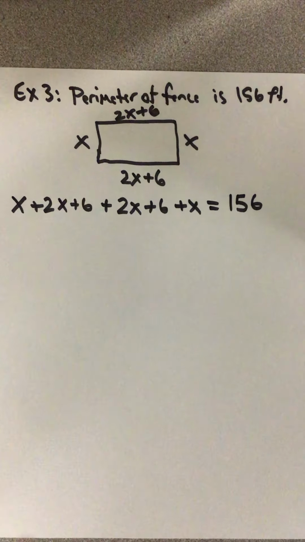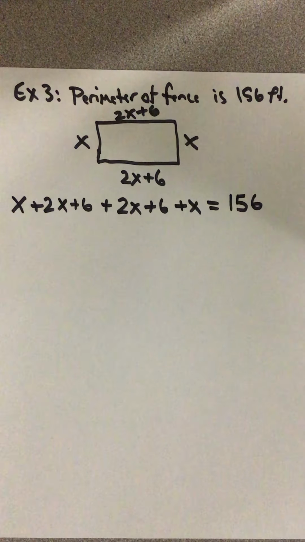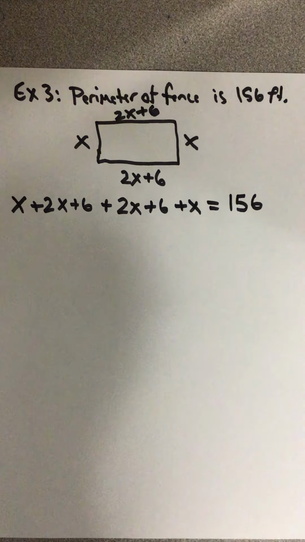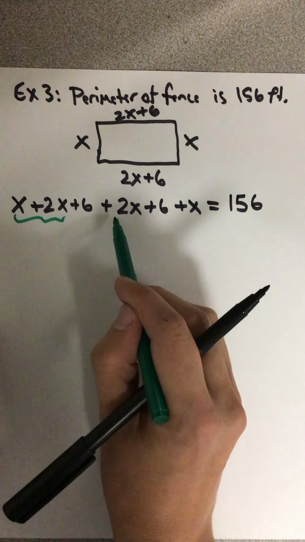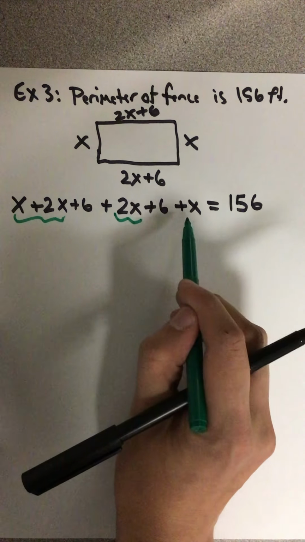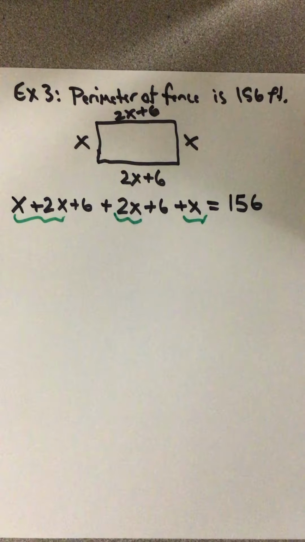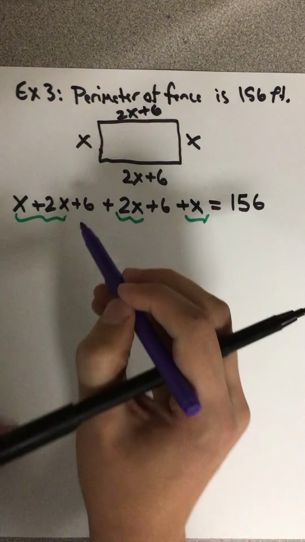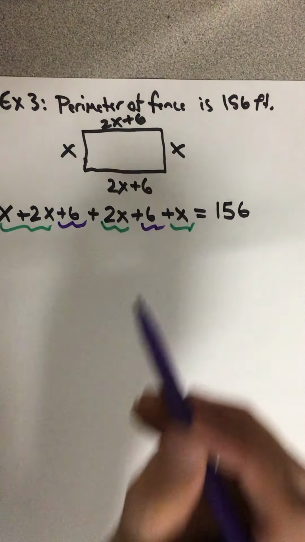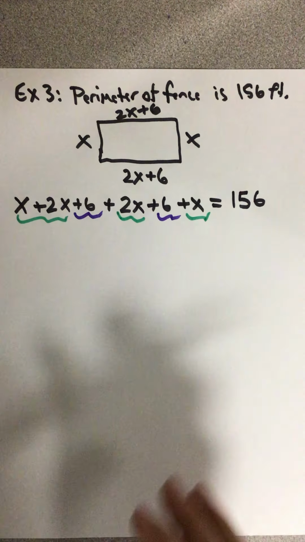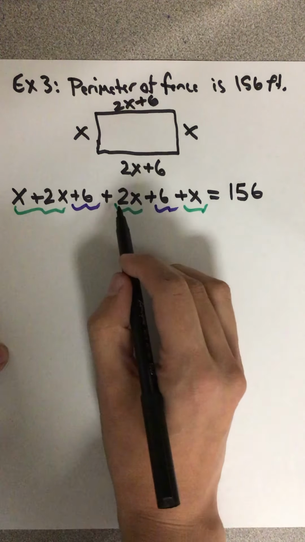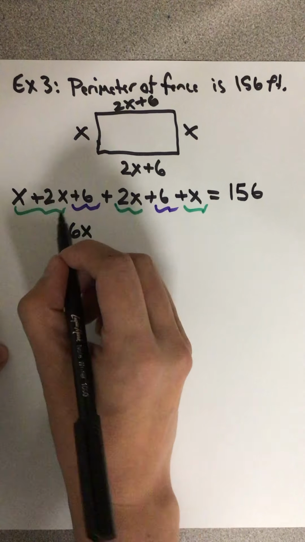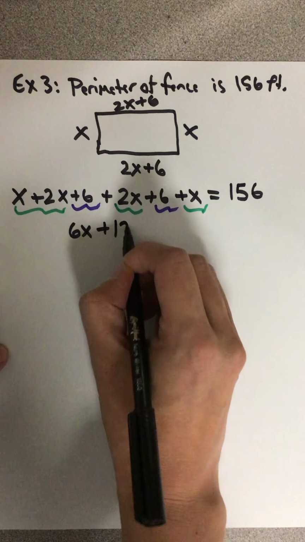So from here, we just need to combine our like terms and then solve. And boy, do we have a lot of like terms. These go together, and these go together, so all the ones I just underlined in green. And then these regular numbers also go together. So when we add our x's, this is 1, 2, 3, 4, 5, 6, 6x, and 6 plus 6 is 12.